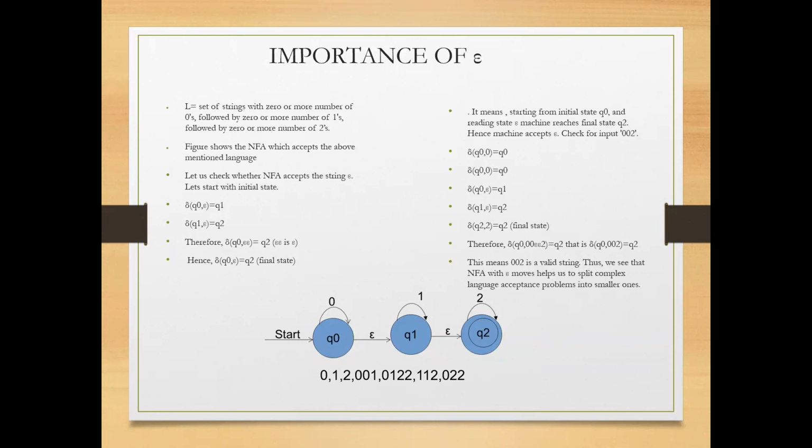So see here, the third point: let us check whether the NFA accepts a string epsilon. So we will start from the initial state. Q0 on epsilon move is moving to Q1, and Q1 on epsilon move is moving to Q2. So it means if you give epsilon input twice to Q0, you will move to Q2. So two epsilons, two empty inputs, if you are concatenating, finally it is going to be a single empty input. And hence you can say that Q0 on epsilon is equal to Q2, which is nothing but the final state.